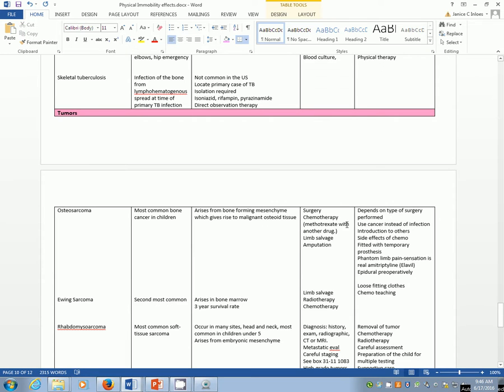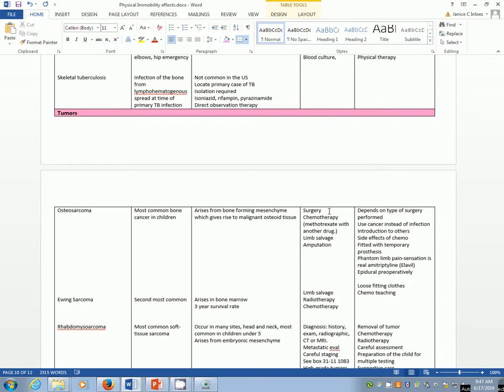How do we fix it? We go in and do surgery at the affected area. Chemotherapy, usually methotrexate with another chemotherapy drug. Limb salvage, which is just going in. If they have a tumor on their upper femur, they'll go in and remove the majority of that femur and the femoral head, and they'll do a total hip joint replacement, trying to be sure that they get all of the cancerous cells that are in there.